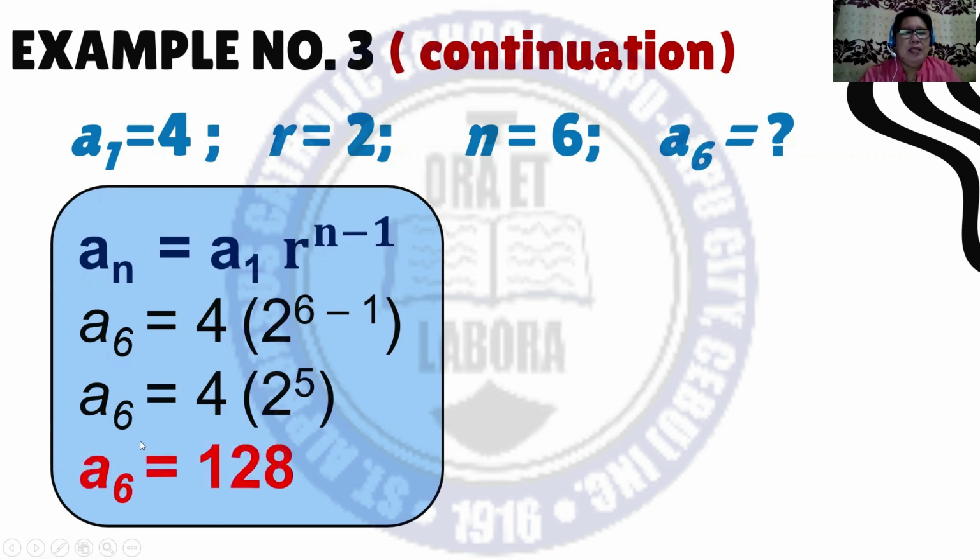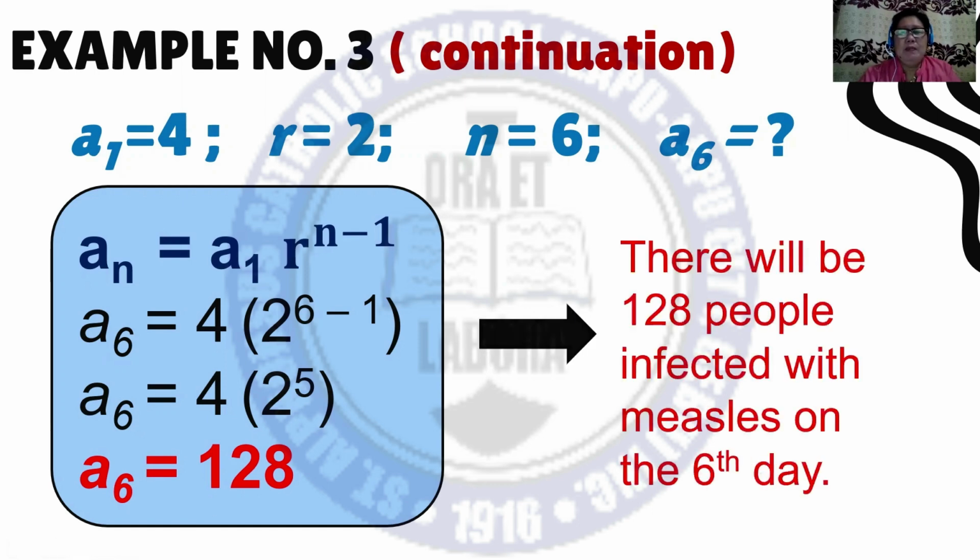And a sub 6 is equal to 128 because 2 exponent 5 is 32, times 4, it will give us 128. Therefore, there will be 128 people infected with measles on the 6th day. Do you have questions? There is none.